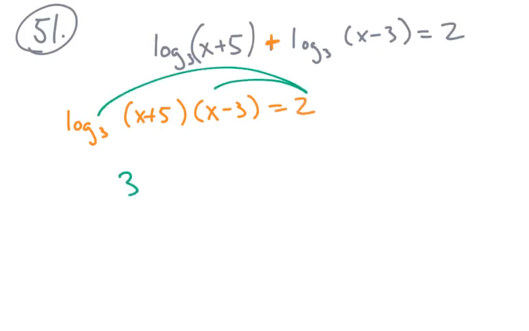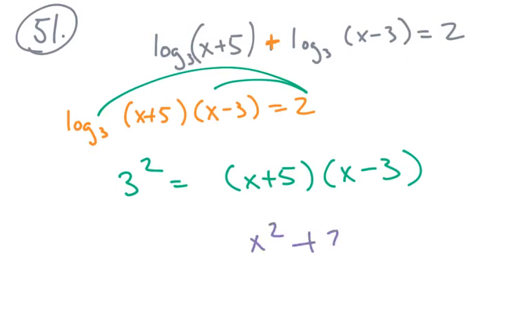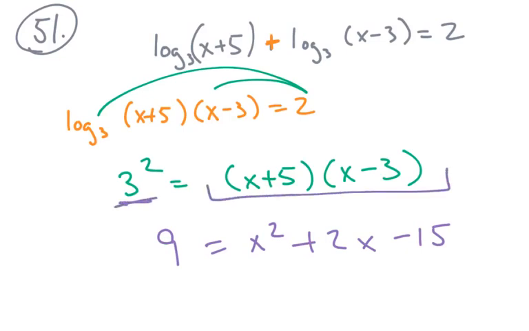Apply the rule. We get 3 squared equals (x plus 5) times (x minus 3). Factor: x squared plus 2x minus 15 equals 9. Keep in mind that 3 squared is 9. When I FOIL this out, I did the shortcut way, which is multiply x and x, that's x squared. The back is negative 15.